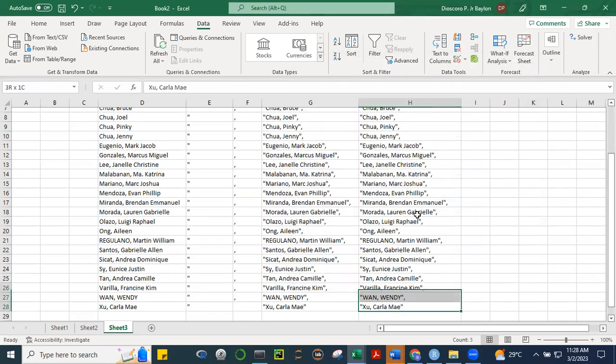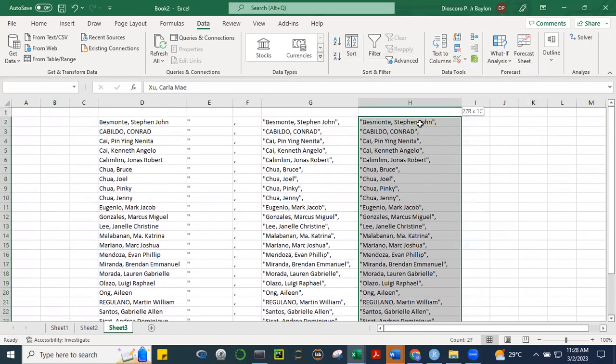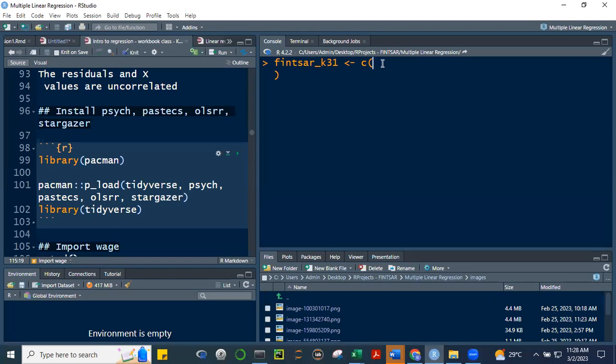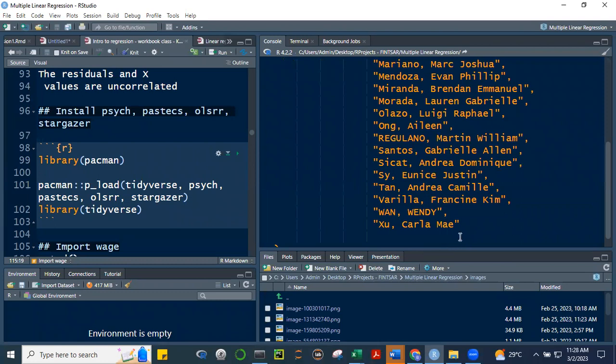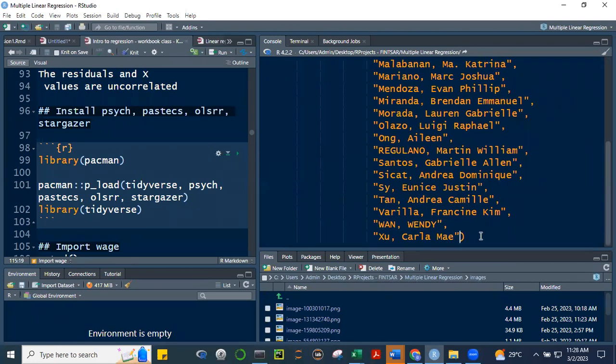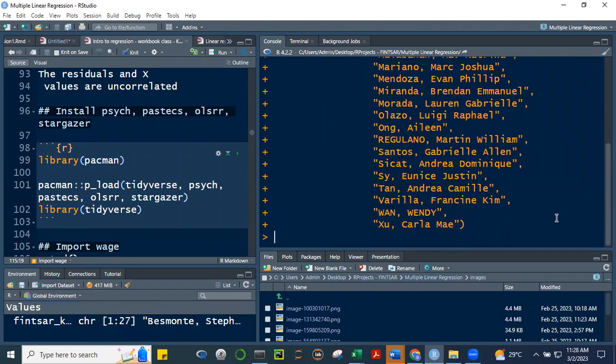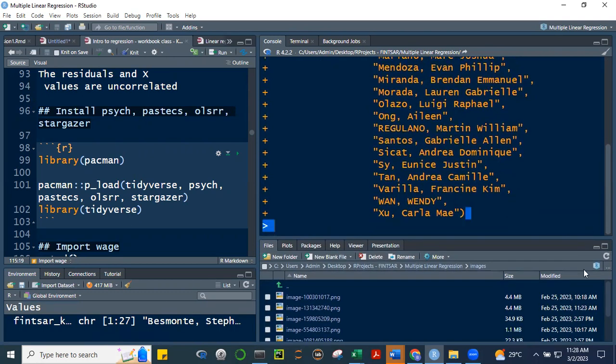Okay, so I can now copy this, Control C, and go to R, and then I'll now create this vector, FINTSAR K31, Control V. Okay. Control Enter. All right, we now have this vector. So FINTSAR, and it's a character vector.